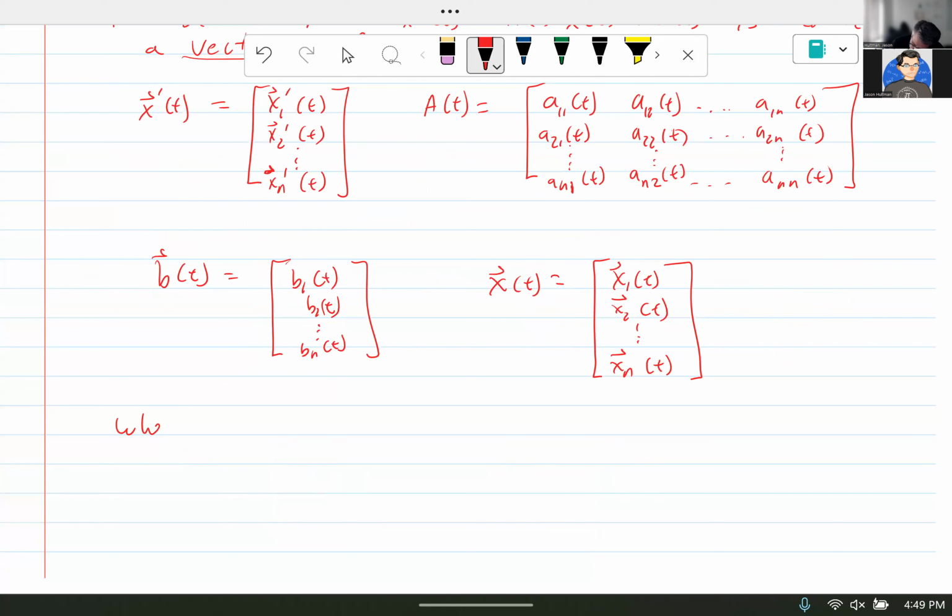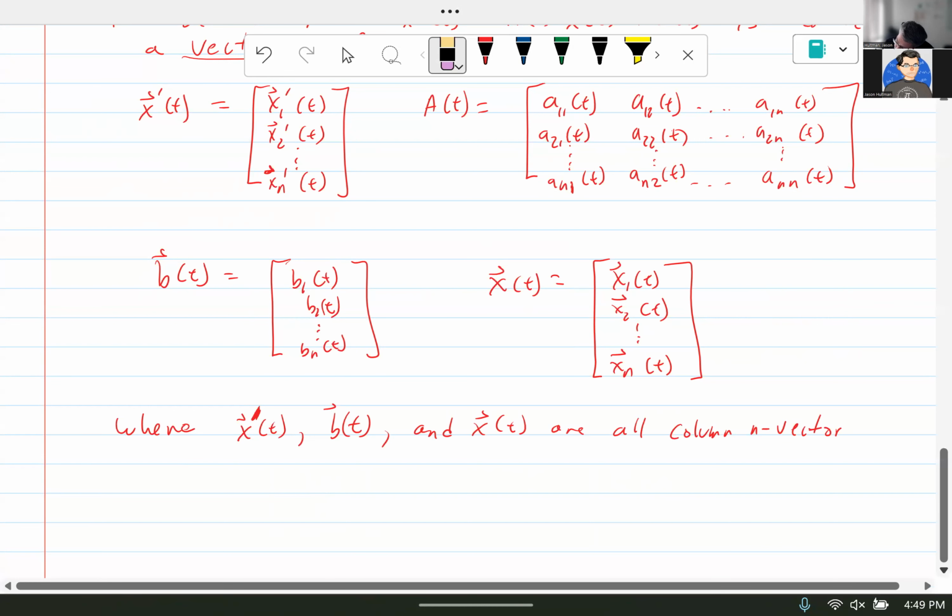Okay, where x prime of t, b of t, and x of t are all column n vector functions, sorry, not vector, vector functions. And A of t is a square n by n matrix.